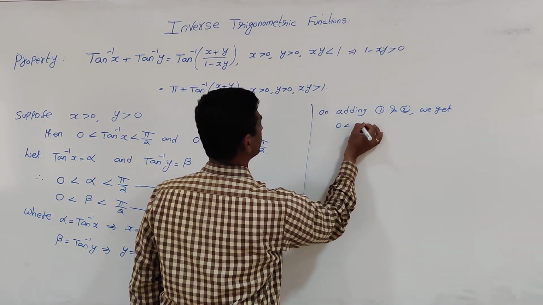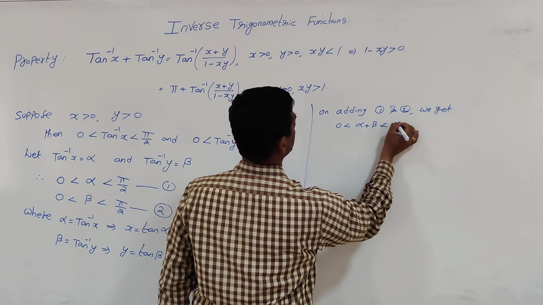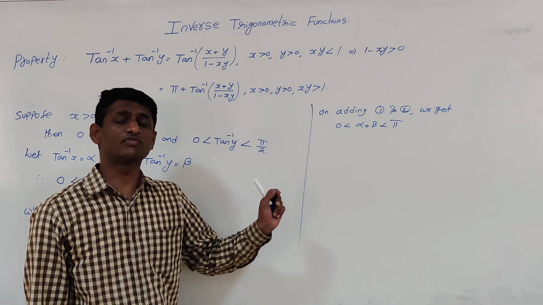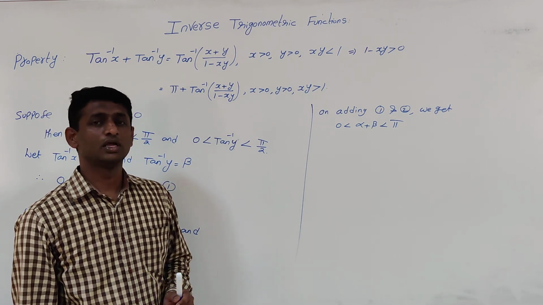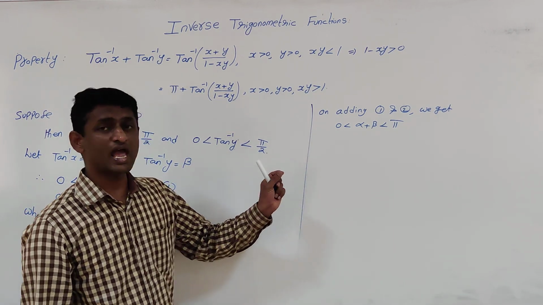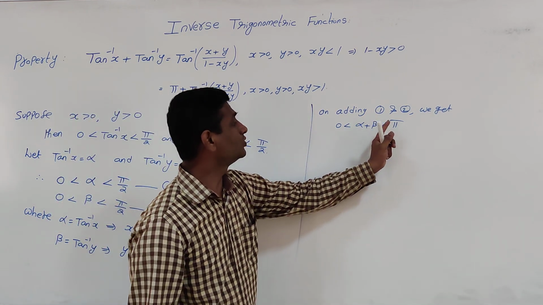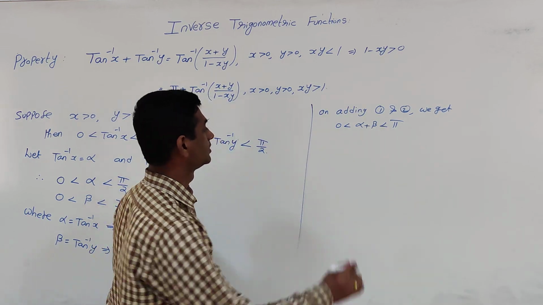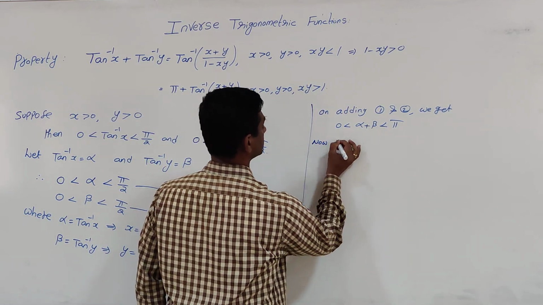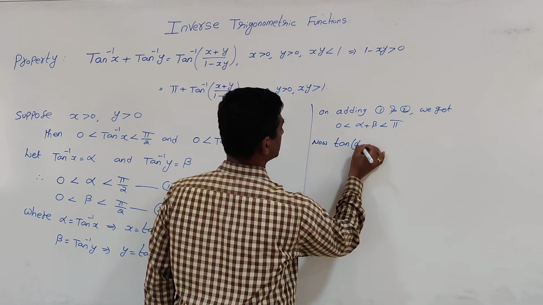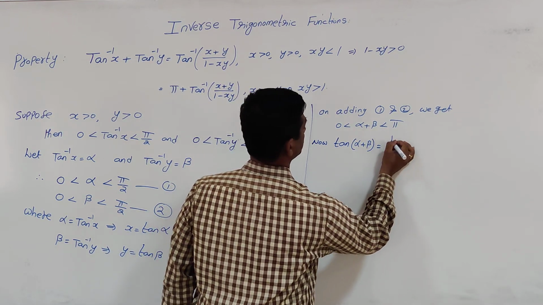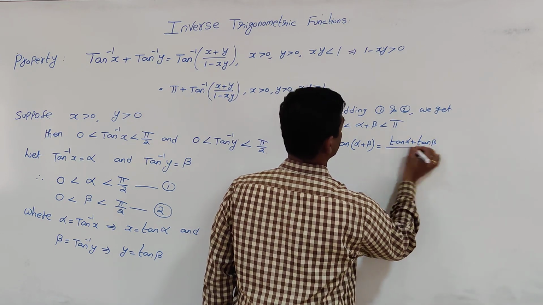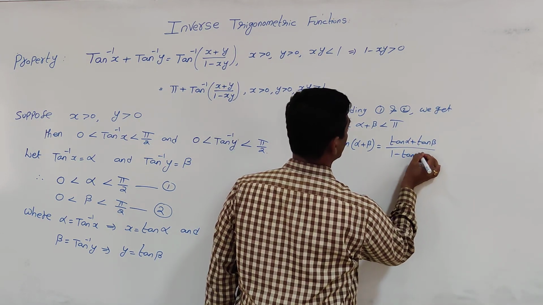we get 0 less than alpha plus beta less than pi, and we have seen that in 0 to pi by 2, tan of alpha plus beta is positive. Now what happens if pi by 2 is less than alpha plus beta less than pi? Now we'll take tan of alpha plus beta. So tan alpha plus tan beta by 1 minus tan alpha into tan beta.